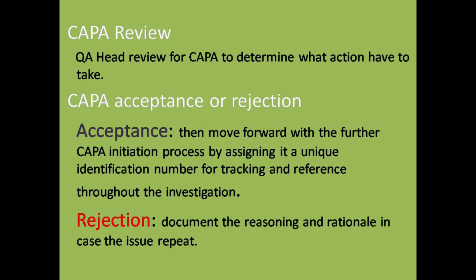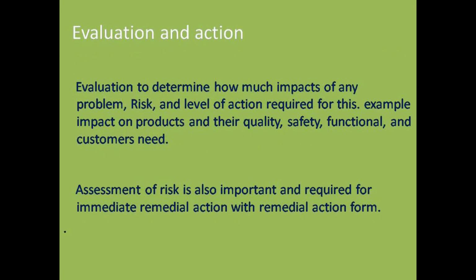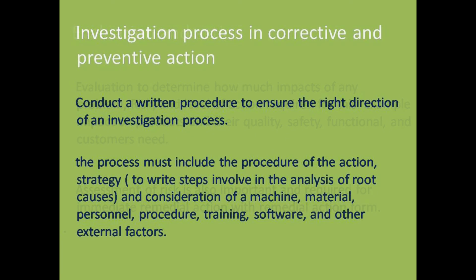CAPA acceptance or rejection. Acceptance: move forward with the further CAPA initiation process by assigning it a unique identification number for tracking and reference throughout the investigation. Rejection: document the reasoning and rationale in case the issue repeats. Evaluation and action. Evaluation to determine how much impact any problem has, the risk, and the level of action required. Example: impact on products and their quality, safety, functionality, and customers' needs. Assessment of risk is also important and required for immediate remedial action.